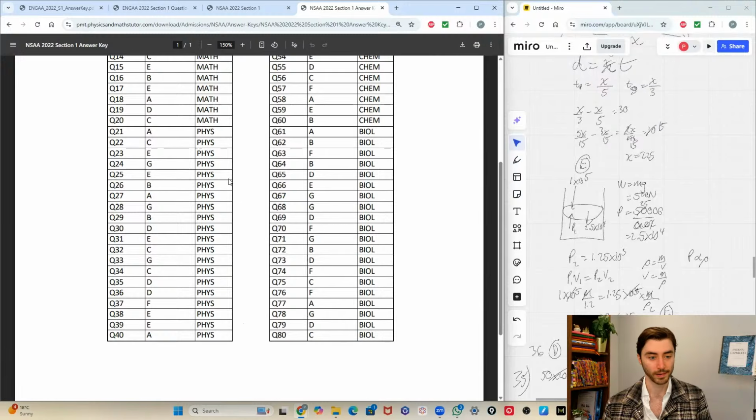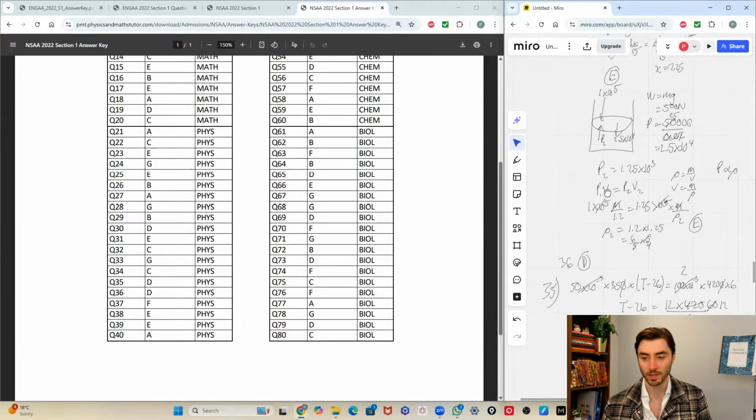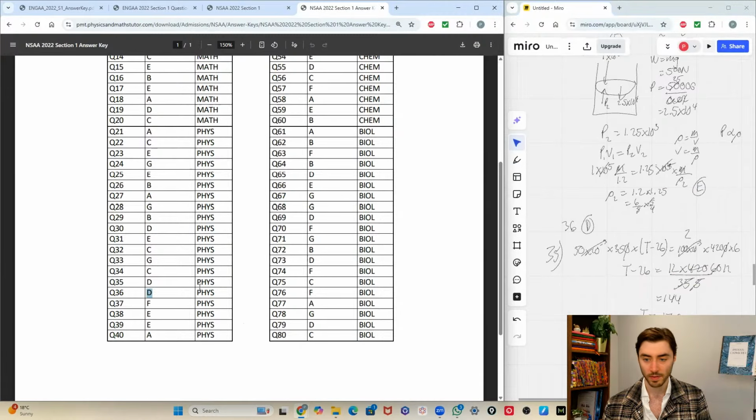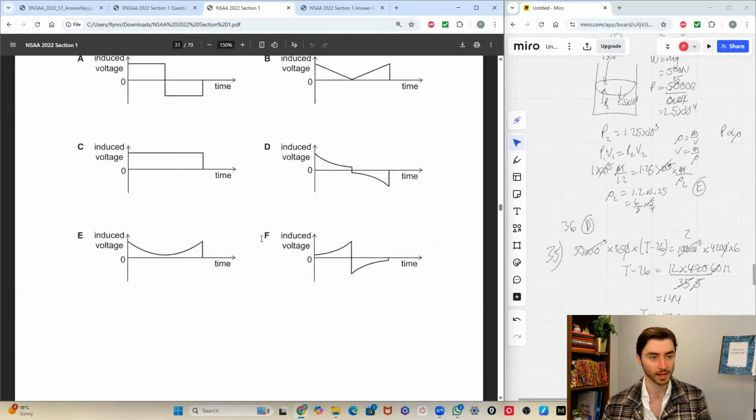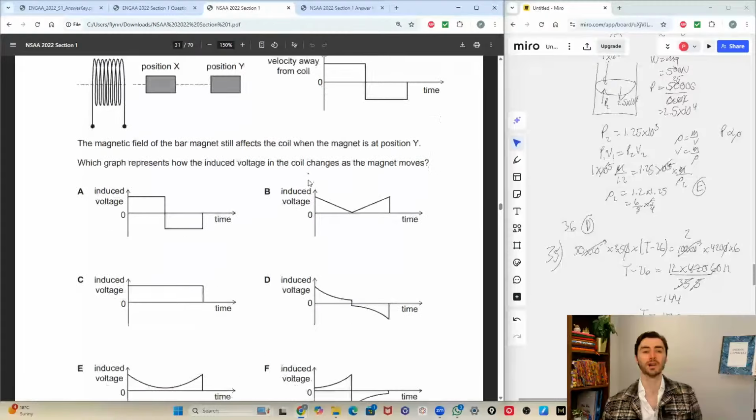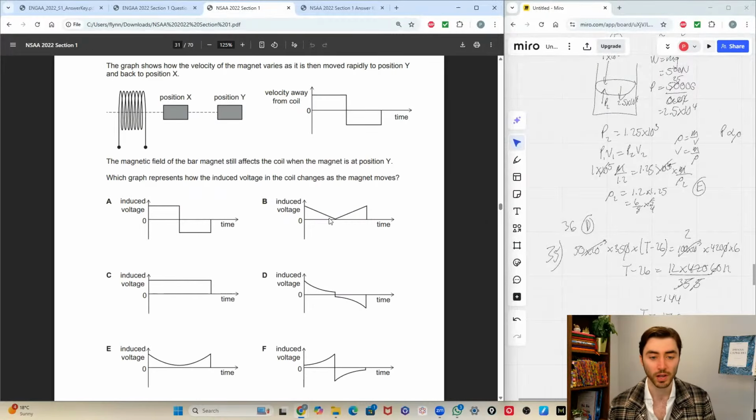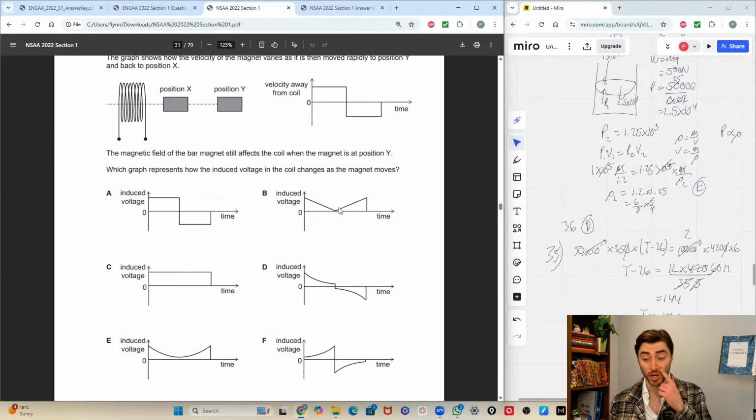Let me just check I got that right though before I start. Okay, so 38, yep, was E. I skipped then 36D. How did I do that? Right, now this is complicated, and I think this is a good skip for a lot of people because you either know this or you don't.